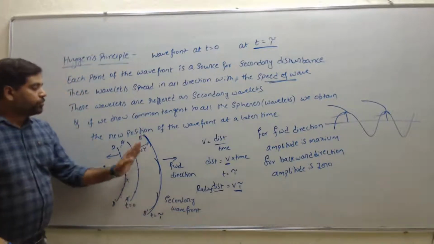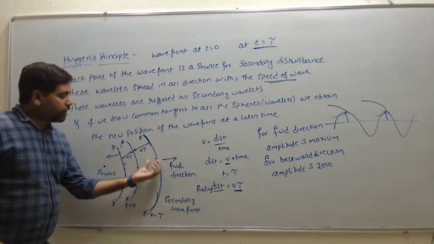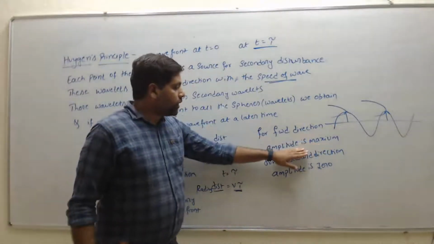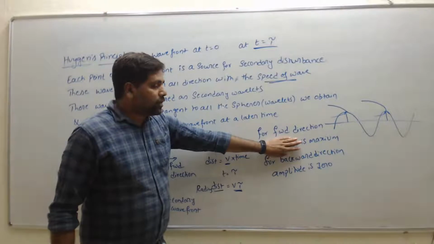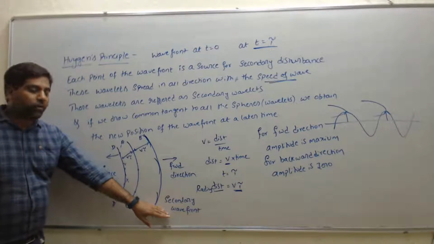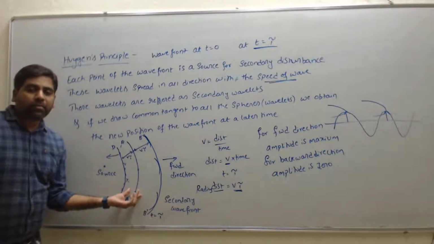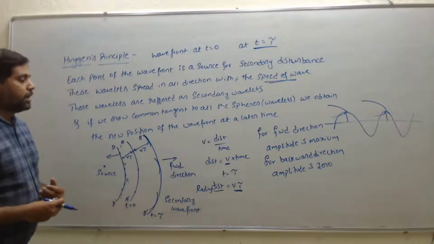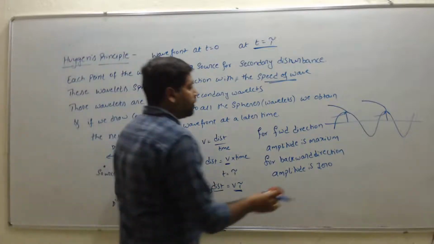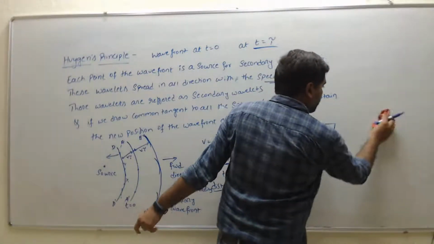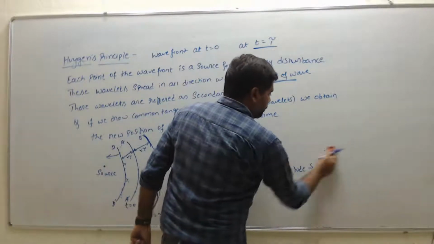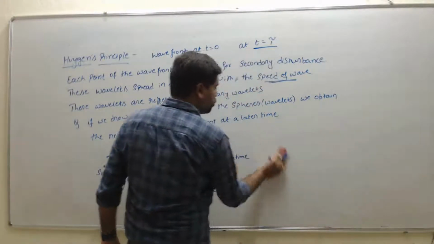So here, the secondary wavefront, that is the new position of this wavefront, has maximum amplitude. Amplitude is maximum, nothing but its disturbance is maximum. That's why the new wavefront we call the secondary wavefront, and the first wavefront is called the primary wavefront. This one is for the spherical wavefront. If we draw the same for the plane wavefront, the same procedure we have to follow.